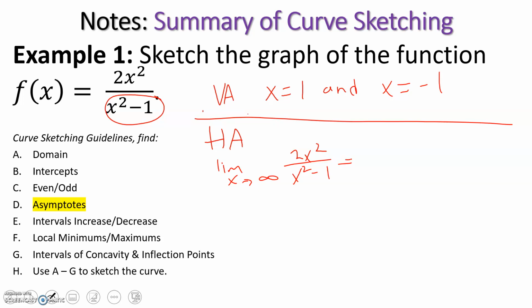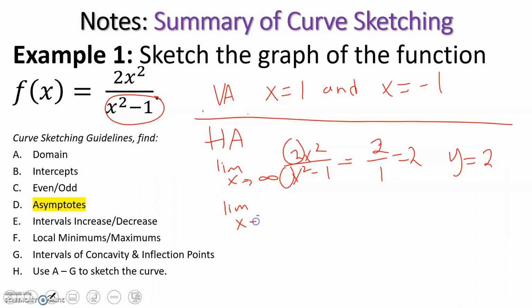So we learned earlier in the year that if they have the same degree in the numerator and denominator, the answer to this would just be the ratio of the coefficients. So that is 2 over 1. There's no number, it's a 1. So we see then we have a horizontal asymptote at 2 if we go forever to the right.